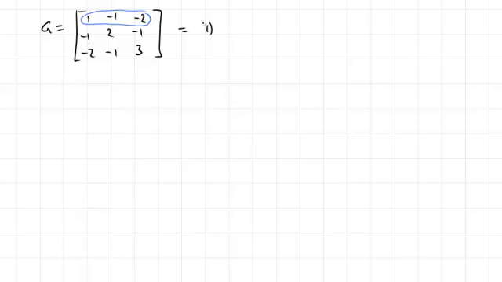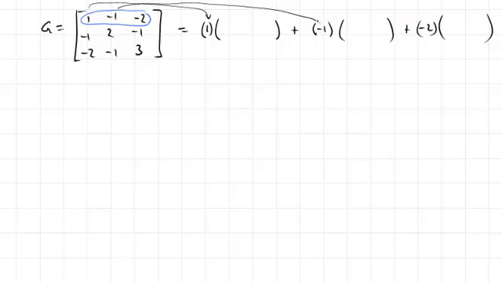I have one term that starts with 1 times something. Then I have another one that is going to be minus 1 times something, and then plus minus 2 times something. Okay, so I've picked these guys like that. Okay, I've gone across the top.